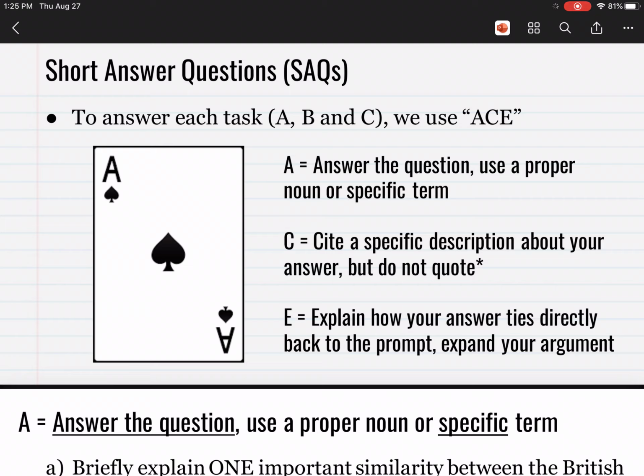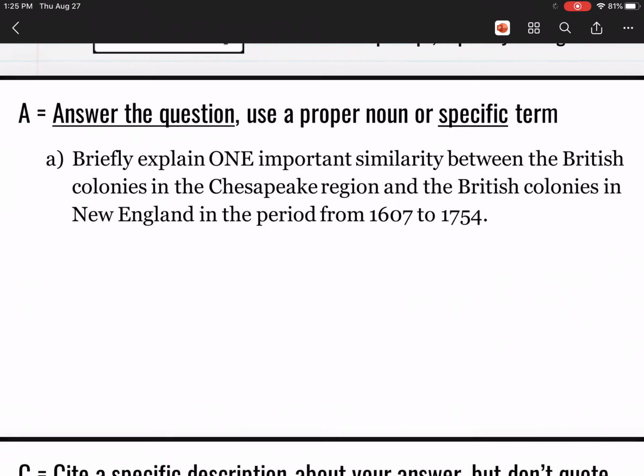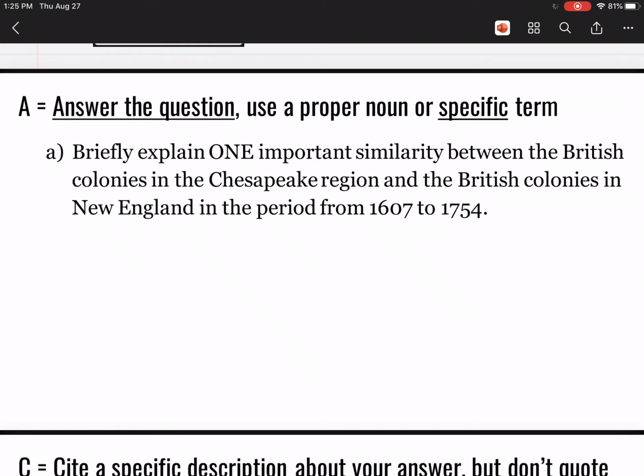So again, you got 3 SAQs. Each SAQ asks you 3 questions, and for each question, I want you giving 3 responses. Okay, so lots of 3s here. So first of all, answer the question, use a proper noun or specific term. This is key. The proper noun specific term is key. One thing that I'm always doing as a teacher is saying, give me evidence with specific historical terms, people, events. Impress me with your historical vocab.